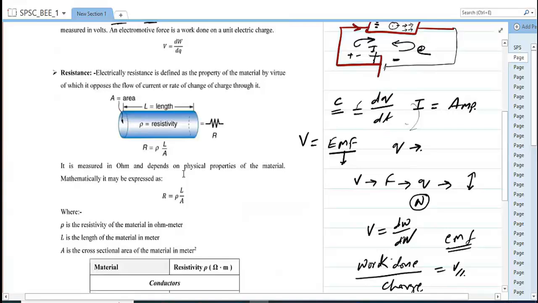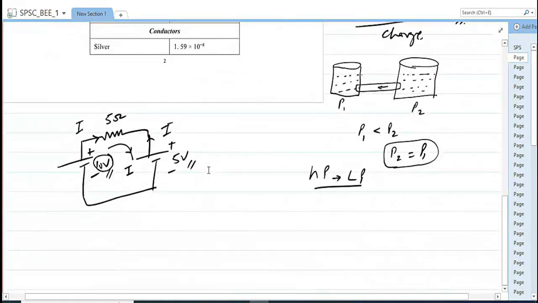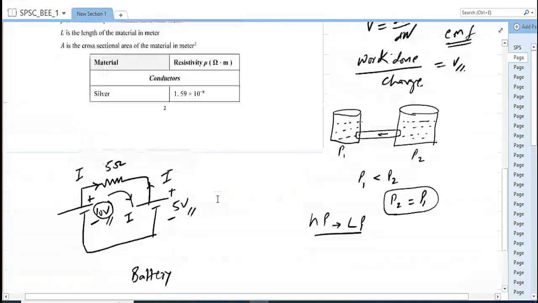So this is about the EMF. EMF means voltage, and what are the sources of voltage? Voltage can be obtained from batteries. Batteries are the sources of voltage. Generators are the sources of voltage. In this BEEE course, in the later sections, we will discuss the types of voltage sources and their properties in detail. Here we are only discussing the definition of voltage.